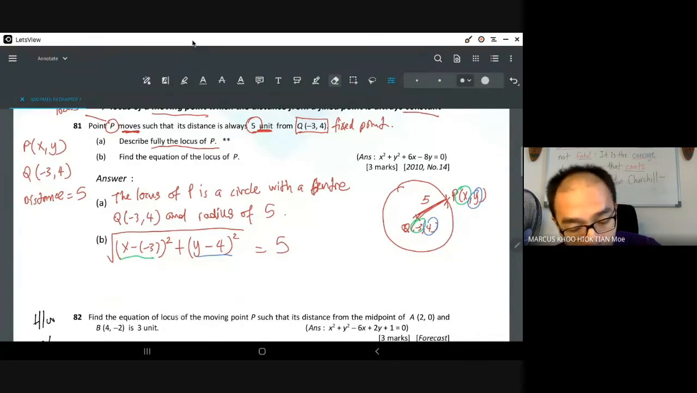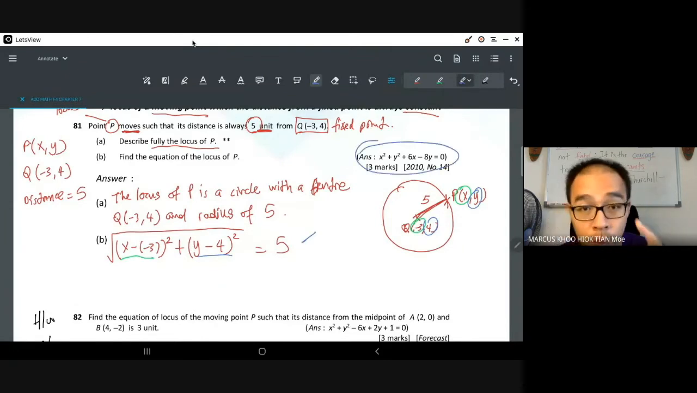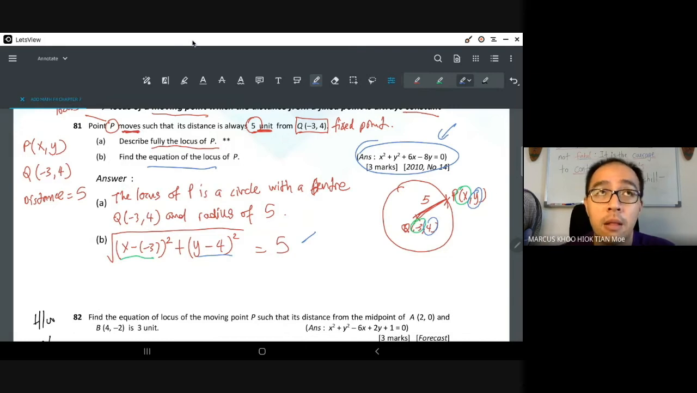So how do I change this to become this? Okay, this is what we want. This is our final answer. The equation of a locus always looks something like this, very complicated, like x squared plus y squared plus 6x minus y. Okay, this is very long, but it can be done very easily.